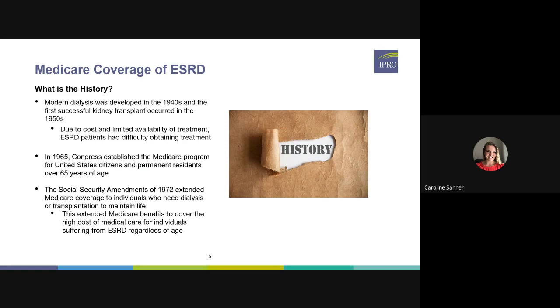In 1965, Congress established the Medicare program for U.S. citizens and any permanent residents over the age of 65. The Social Security amendments of 1972 extended Medicare coverage to individuals who needed dialysis or transplantation to maintain life. This extension allowed for medical coverage for individuals suffering from end-stage renal disease regardless of age.